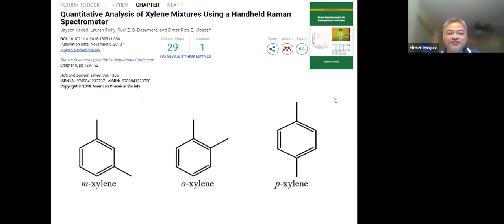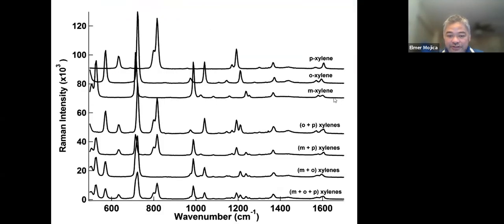And then another student of mine, okay? I'm not sure if you're familiar with the xylenes. So usually there are 3 isomers of xylene. So what we did is see if we can do some quantitative analysis using xylene mixtures. And we use the portable Raman. So using the portable Raman, we just have p-xylene, o-xylene, and m-xylene.